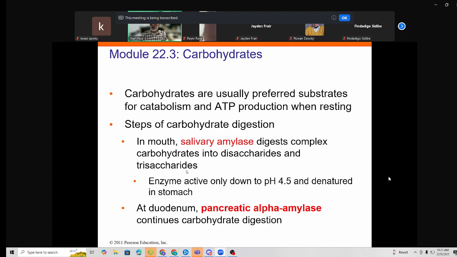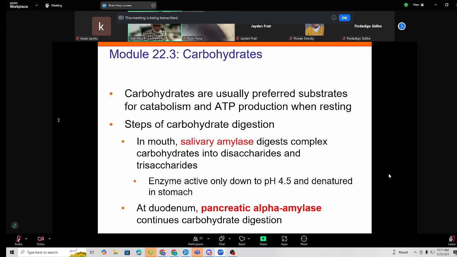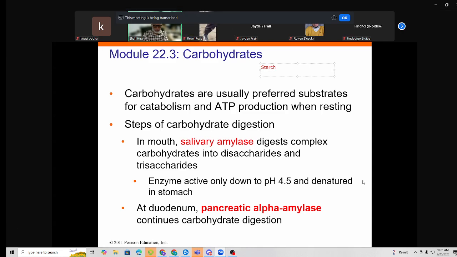You see that usually when we eat bread and rice, it contains the polysaccharide, which is called starch. Remember, starch, glycogen, and cellulose are the three examples of polysaccharide, carbohydrate. Starch is the one which we eat.